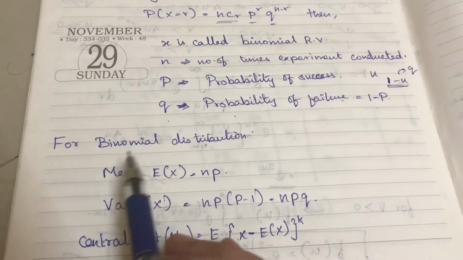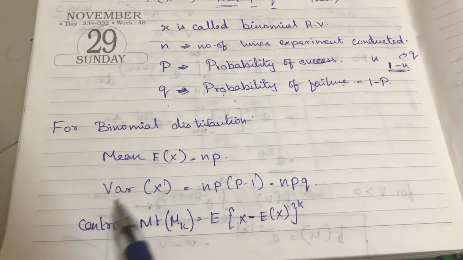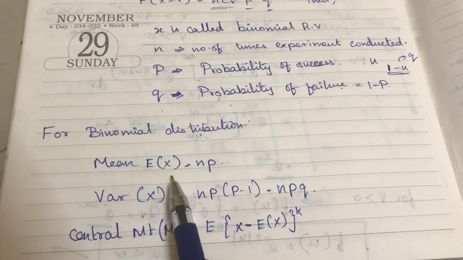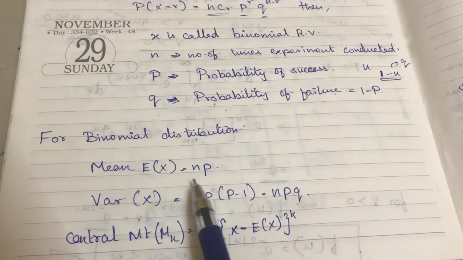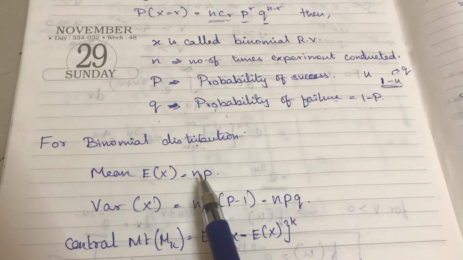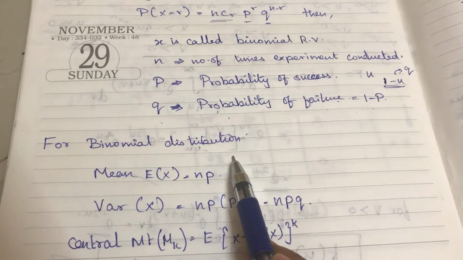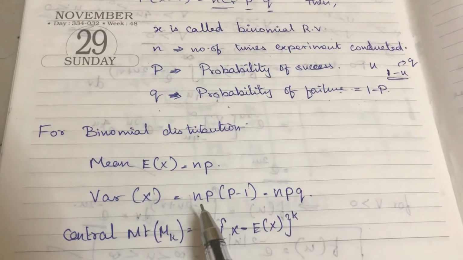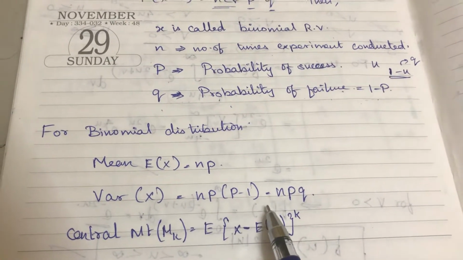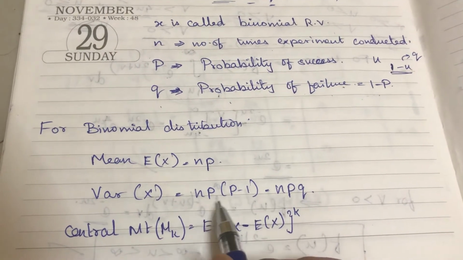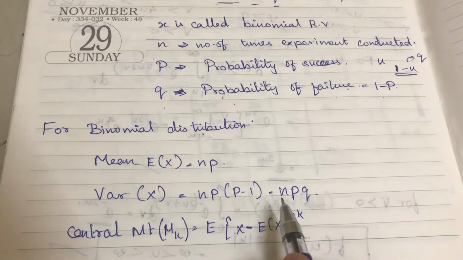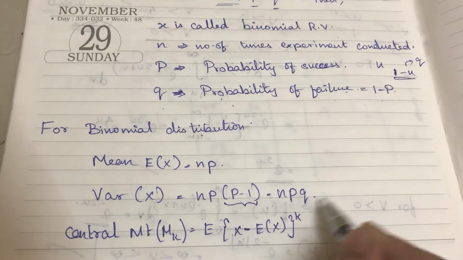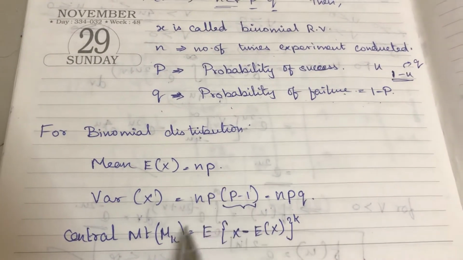For the binomial distribution, what is the mean, what is the variance, and the central moment? You can see the mean, E of x, will be equal to np: the number of times into the probability of success. If they ask for the variance of x, it is np into (p minus 1), which equals n into p into q, since p minus 1 is q in magnitude. So npq.